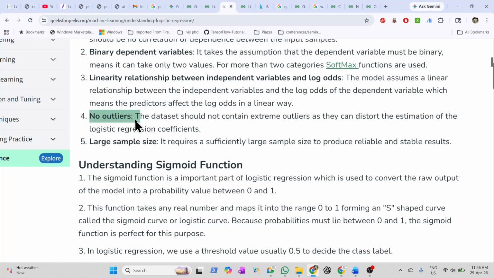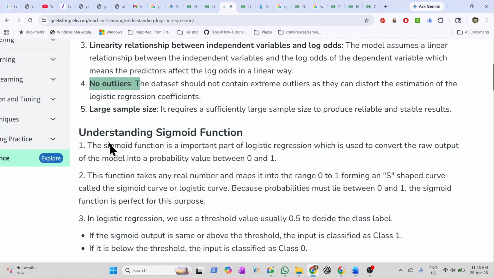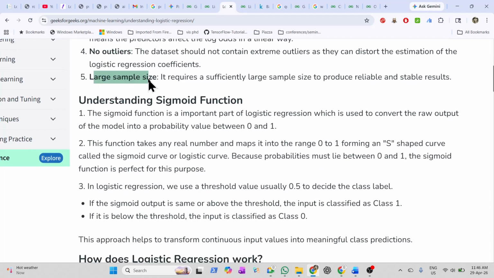To work with logistic regression, you should not have outliers. And also, logistic regression requires a large sample size.